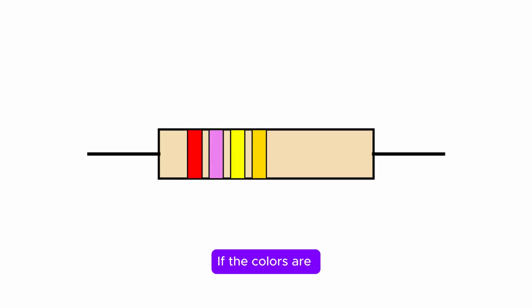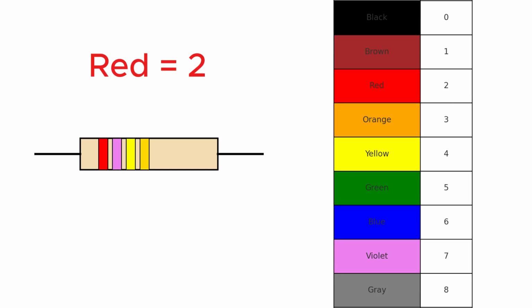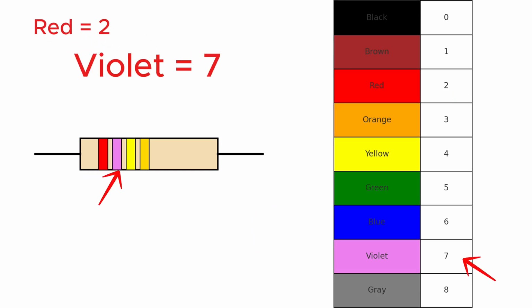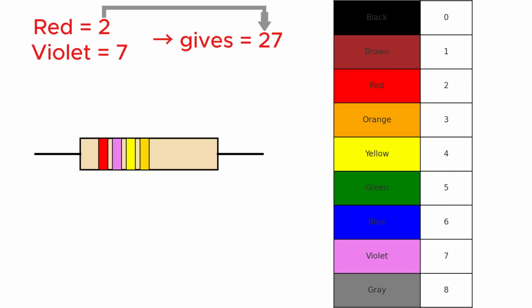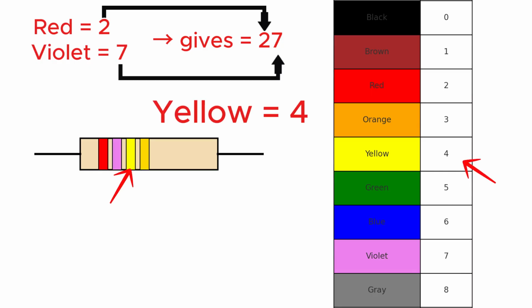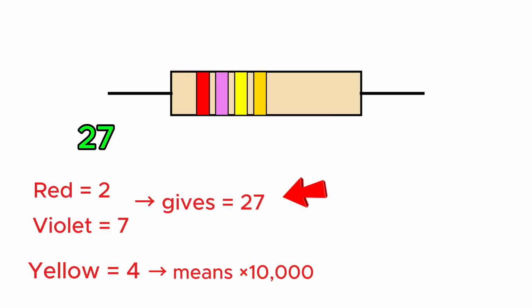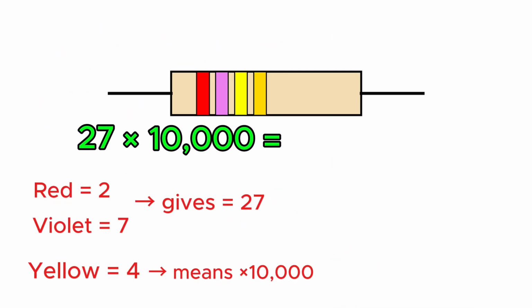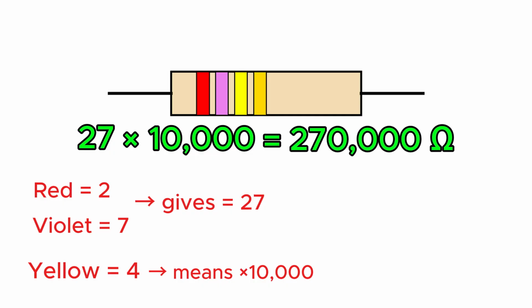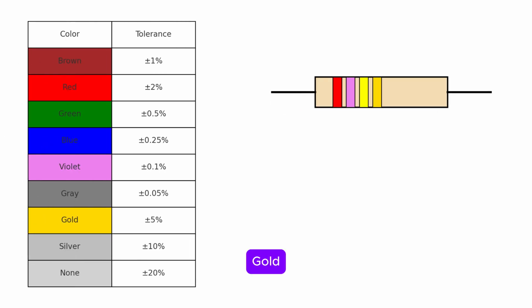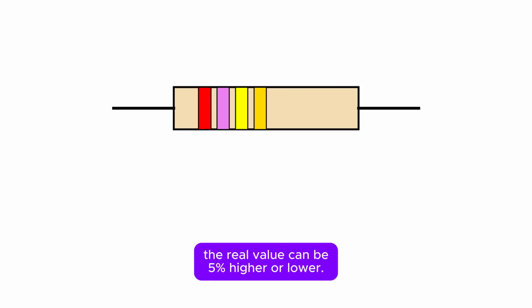Example, if the colors are red, violet, yellow, gold, then red is 2, violet is 7, that gives you 27, yellow is 4, which means times 10,000. So 27 times 10,000 is equal to 270,000 ohms, or 270k ohms. Gold equals plus or minus 5% tolerance, so the real value can be 5% higher or lower.